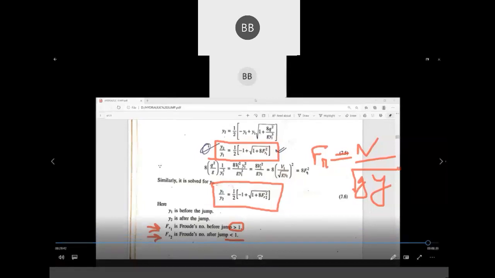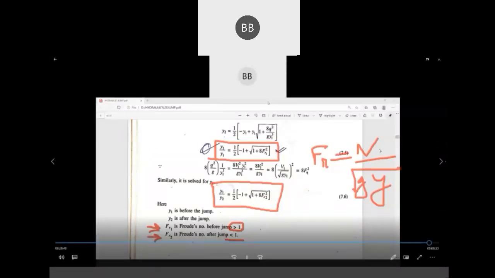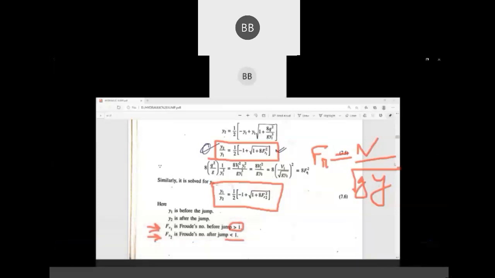Okay, so we are going to end our class here. We will continue in the next class with the numericals. We have numericals related to hydraulic jump, which you are going to solve in the next class.